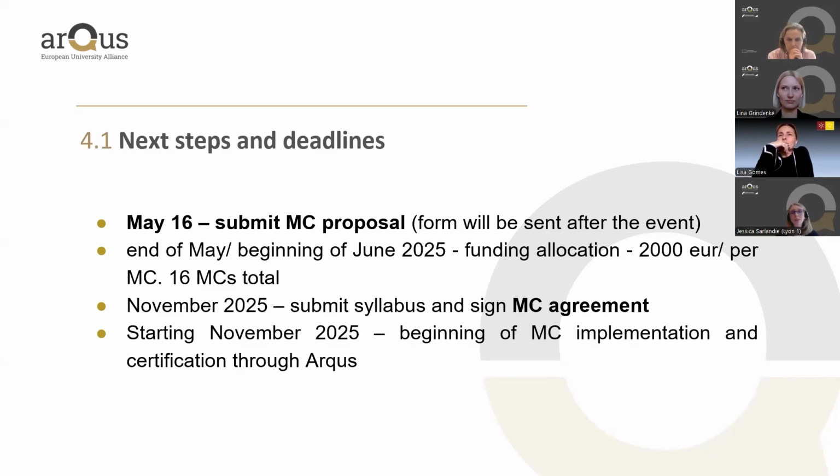If you have already submitted a form for a micro-credential proposal and you already have a partner, you don't need to resubmit that information. However, if you've submitted a proposal but you do not have a partner university, we will still need further information from you, because remember that the micro-credentials we're talking about here all need to be joint micro-credentials.